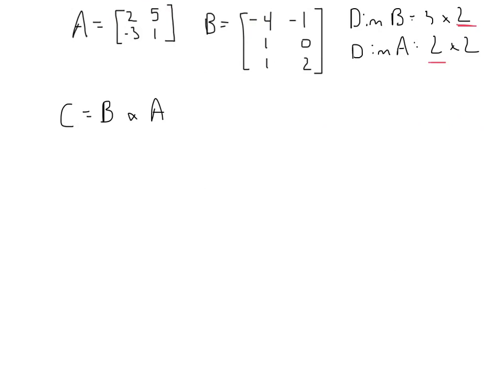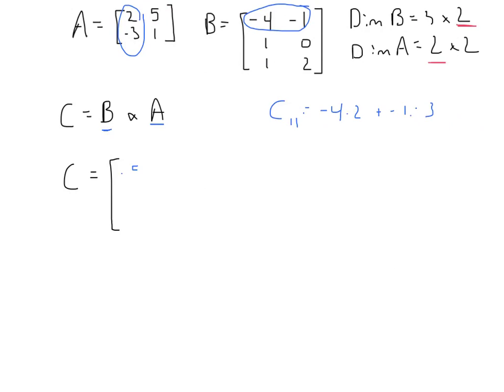B times A. And so we'll say C equals here, and we'll take a look at what we get. So to calculate C11 now, we're going to multiply the first row in matrix B, which is our first matrix in our multiplication, times the first column in matrix A, which again is the second matrix now in our multiplication, and we will get negative 4 times 2 plus negative 1 times negative 3. And that's going to give us negative 8 plus 3, which is negative 5.